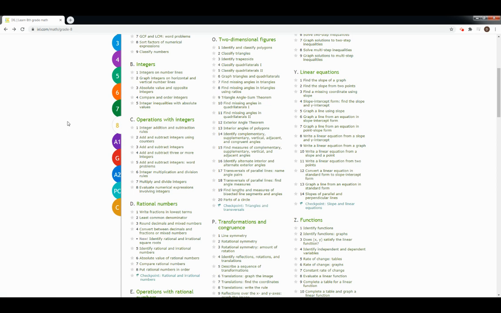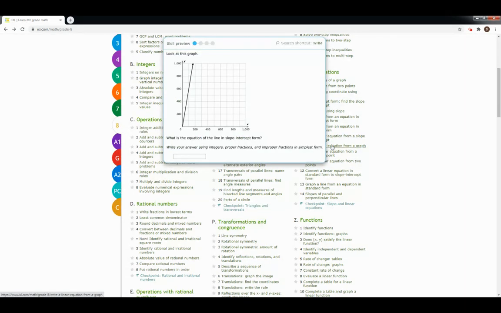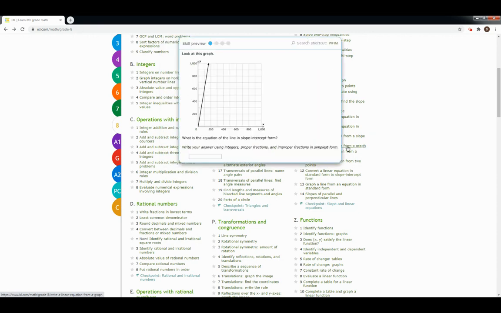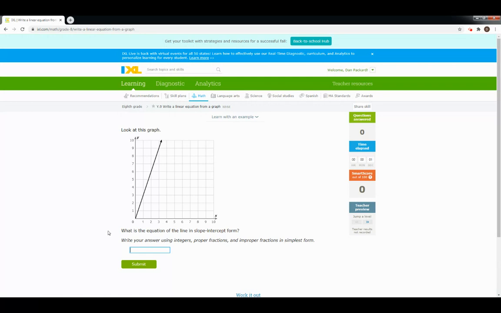Hello everyone, so today we're going to do grade 8, Y9, write a linear equation from a graph. So no matter what, you're always going to start off with y equals.